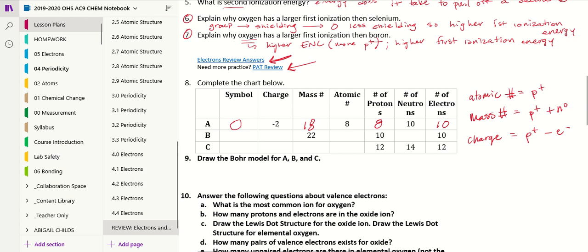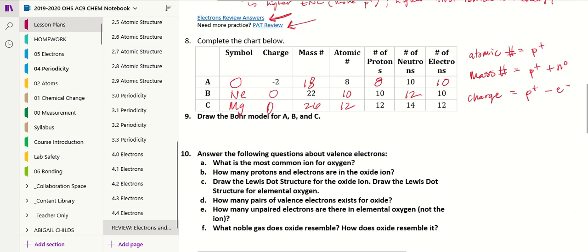Next one. Protons is 10. Atomic number is 10. This is neon. I have 10 electrons, 10 protons, so my charge is 0. I have a mass of 22. 22 minus 10 gives me 12 neutrons. 12 protons. Atomic number is 12. What symbol has 12 protons? Magnesium. Mass number is 12 plus 14, so 26. And the charge, 12 electrons, 12 protons, 0 for charge.